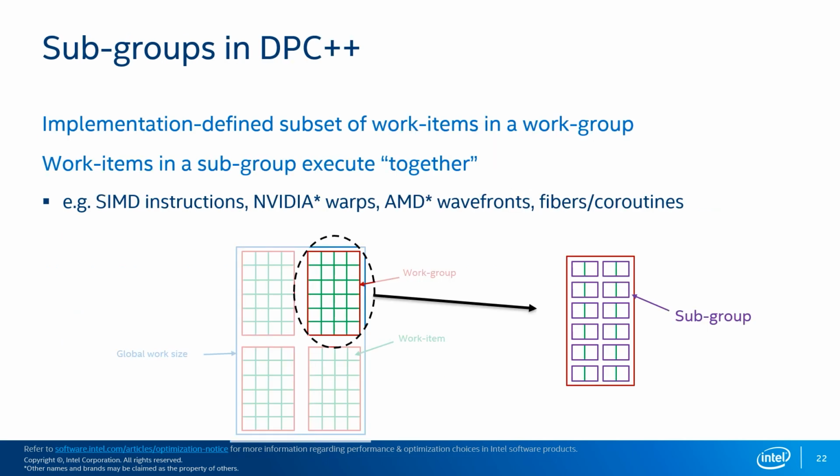The next extension introduces a new level of the hierarchy to ND ranges. Subgroups represent an implementation-defined subset of work items in a workgroup that execute together. Examples of this include SIMD units on CPUs and warps on NVIDIA GPUs or wavefronts on AMD GPUs. Understanding which work items execute together allows developers to reason about how work items will be scheduled, which can be important for performance tuning and correctness.